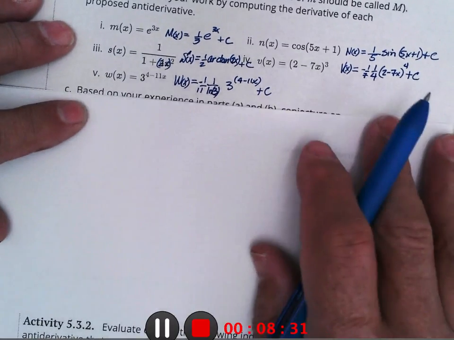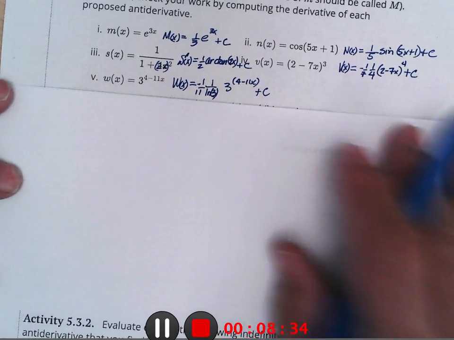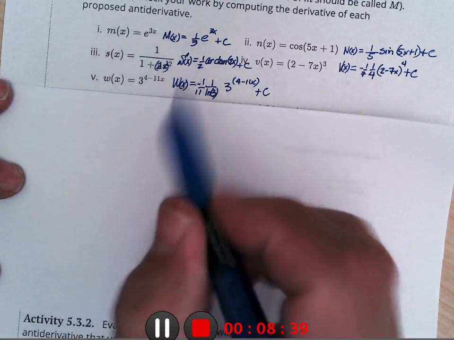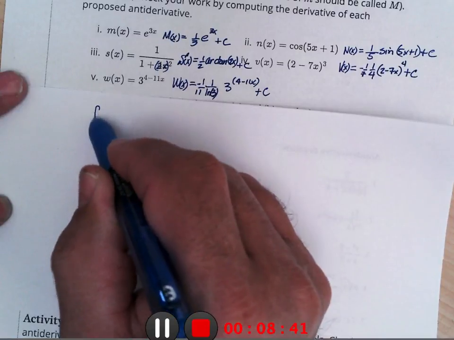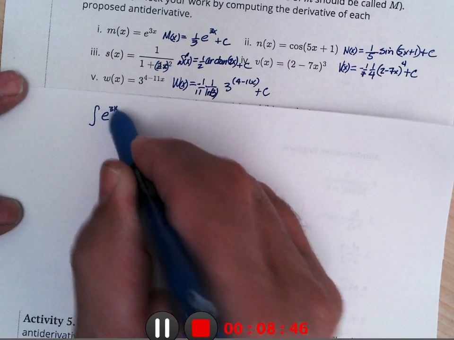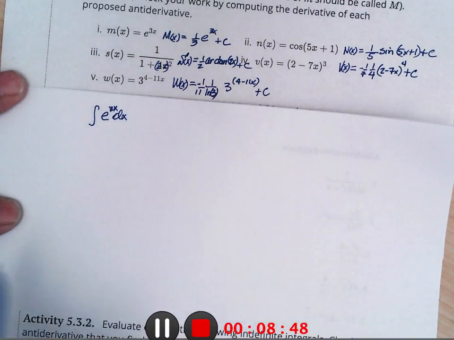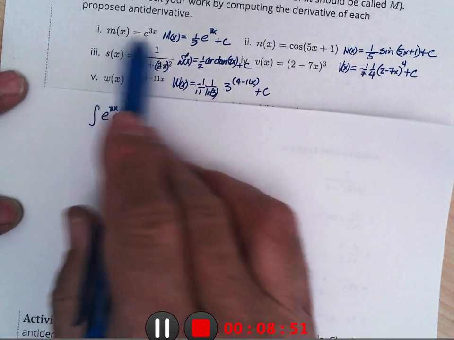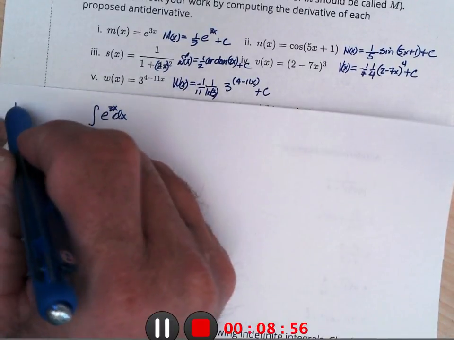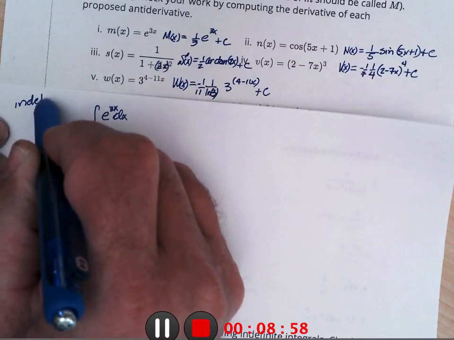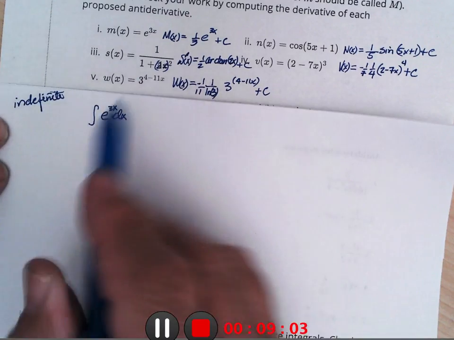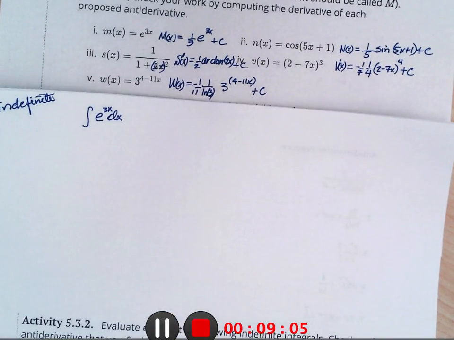It's called the U Substitution method. So let's say we had this one, and we were trying to find the antiderivative of e to the 3x dx. This is another way to say find the antiderivative. An indefinite integral. Indefinite means we don't have limits on it. So we're just finding the antiderivative.